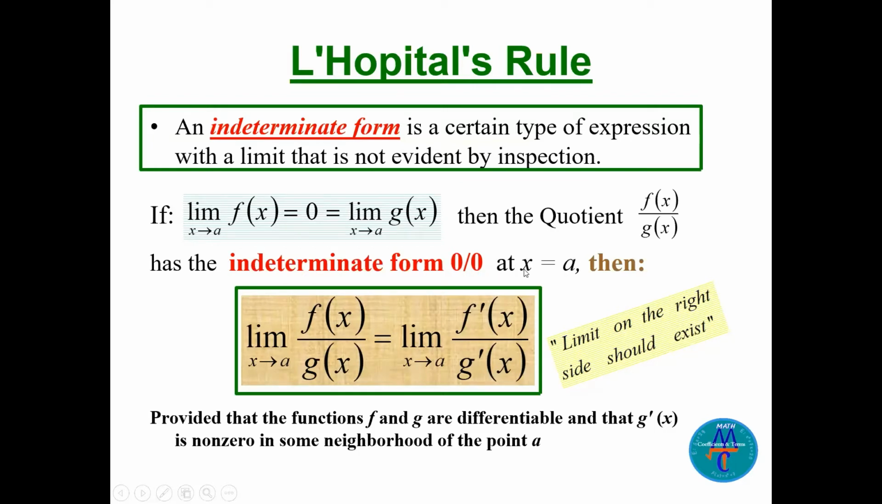So what do we do? The limit of f of x over g of x as x goes to a will be the limit of f prime of x divided by g prime of x as x goes to a, provided that the limit on the right side exists. So that is L'Hopital's rule. Remember, it's not the quotient rule: it's just the derivative of the function f in the numerator and the derivative of the function g in the denominator.